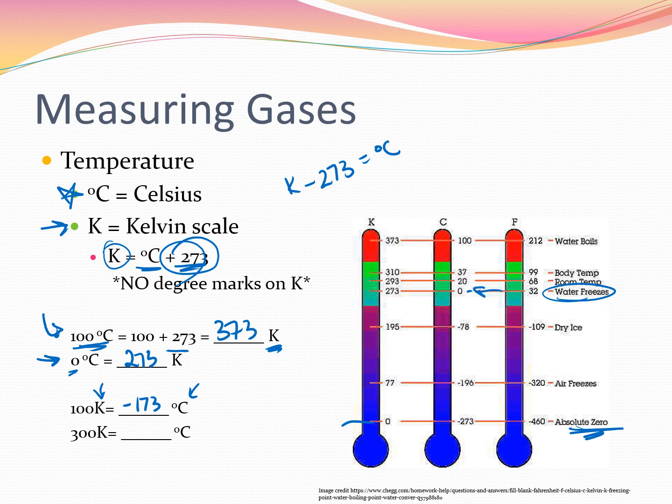Go ahead and do this one on your own. Remember that to go from Kelvin back to Celsius, we're going to subtract 273 instead of add it. Hopefully you found 27 degrees Celsius because 300 minus 273 equals 27.